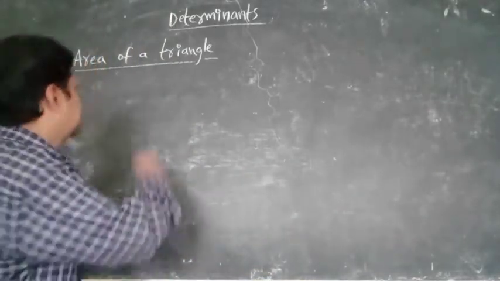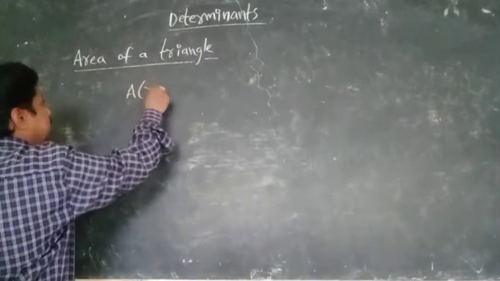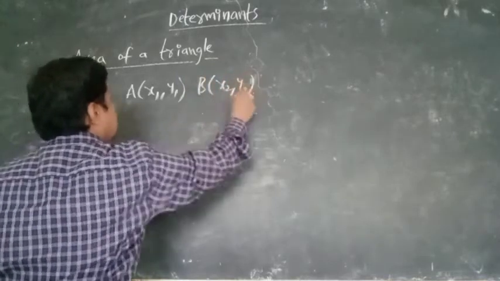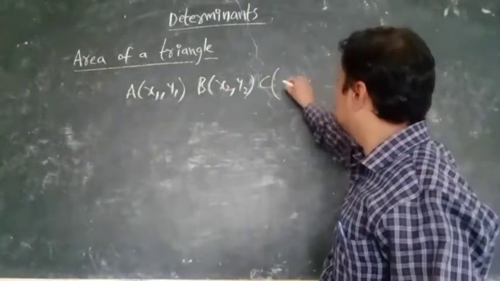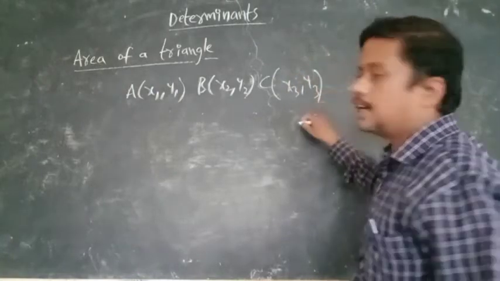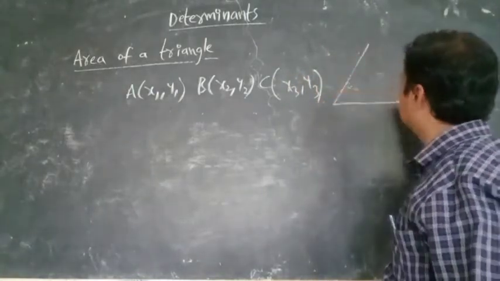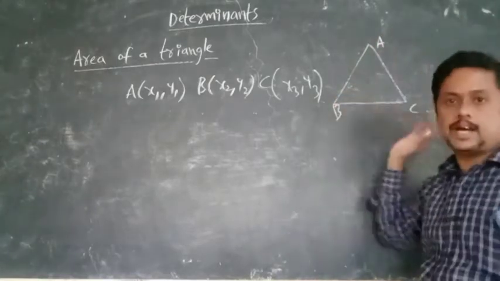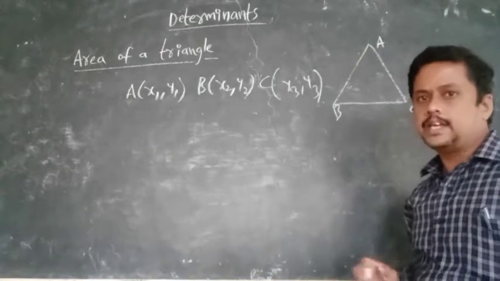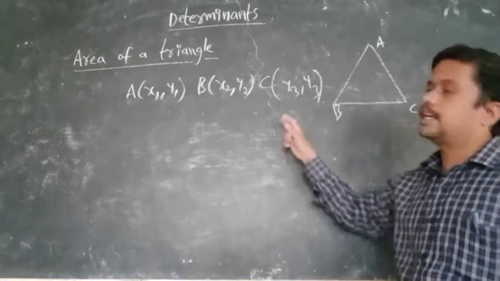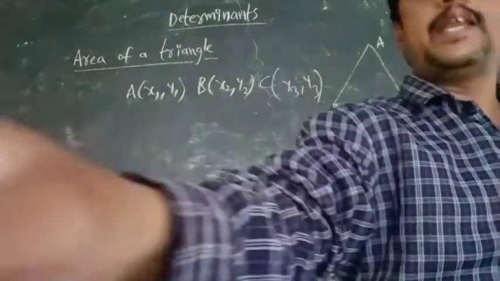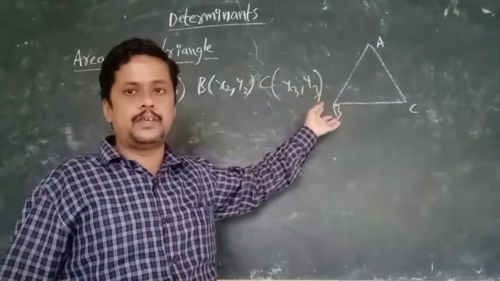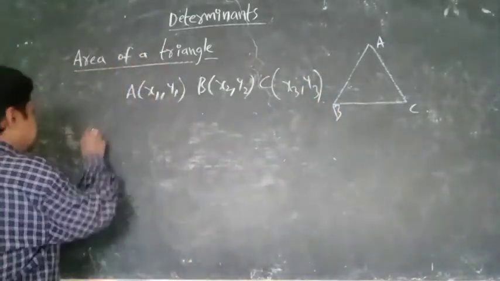The triangle has vertices A (x1, y1), B (x2, y2) and C (x3, y3). Just take any triangle, this is A, this is B and this is C. A, B, C are the vertices of a triangle. If the vertices are given, how do we calculate the area of the triangle? What is the formula for the area of the triangle?